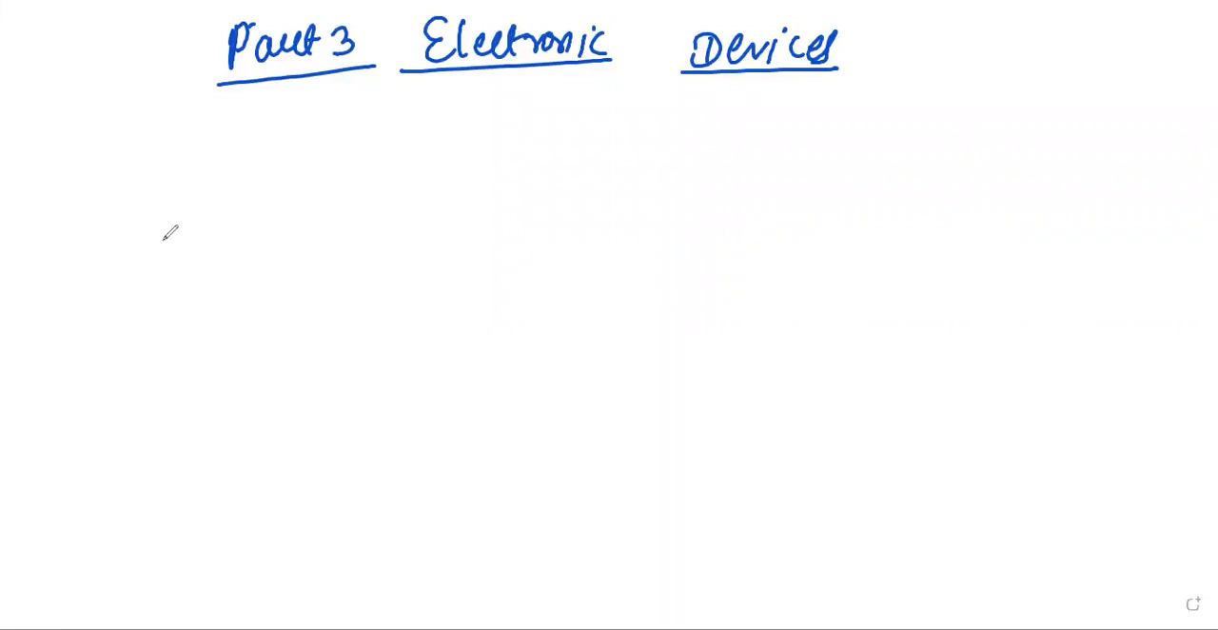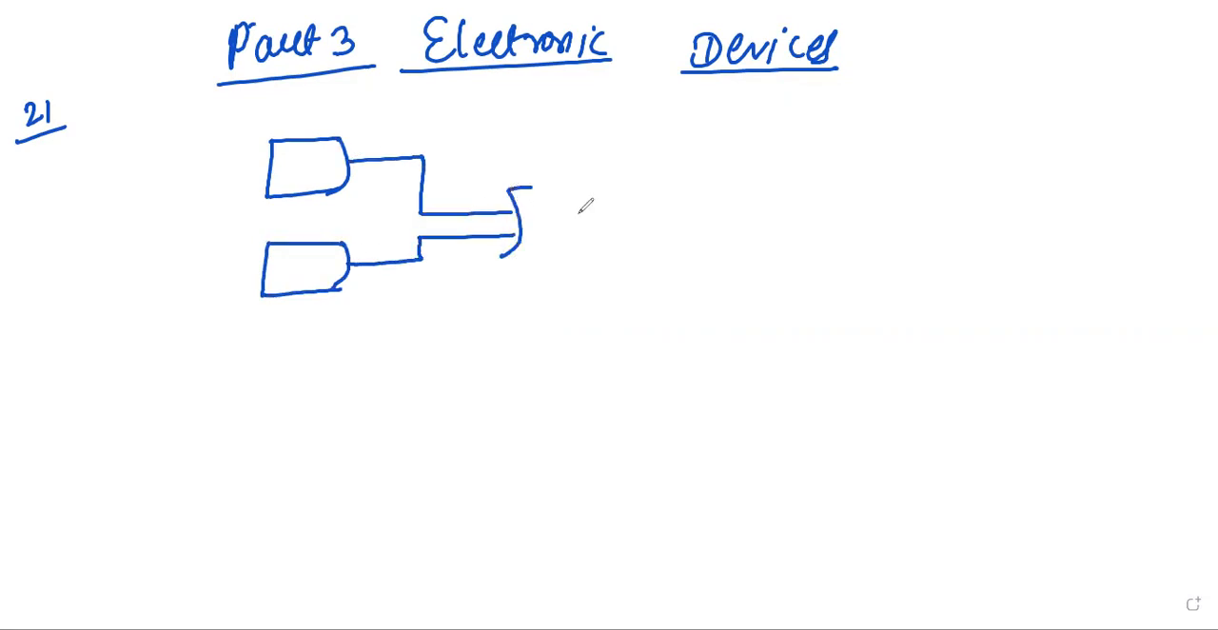Now, see the next sum, 21. In the combination of the following gates, the output can be written in the form of inputs A and B. So this is the diagram given to you. This is the output Y, right? This is the input A. This is the B.